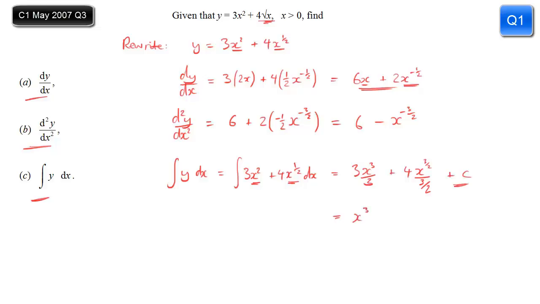Now, we'll tidy that up a little bit. So 3 over 3 is 1, 4 over 3 over 2, that's like 4 times 2 over 3, so 8/3 x to the power 3 over 2. Still have plus c, and that's your answer.